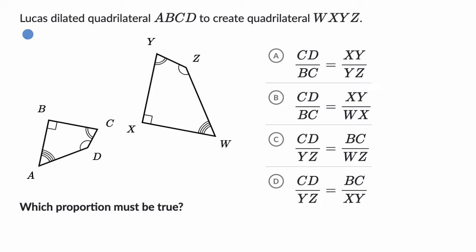We are told Lucas dilated quadrilateral ABCD to create quadrilateral WXYZ. So it looks like he rotated it and zoomed in, or expanded it, to get this other quadrilateral. The fact that we used these types of transformations, like a dilation and what looks like a rotation as well, tells us that these are similar to each other. They are similar quadrilaterals. So based on that, which proportion must be true?